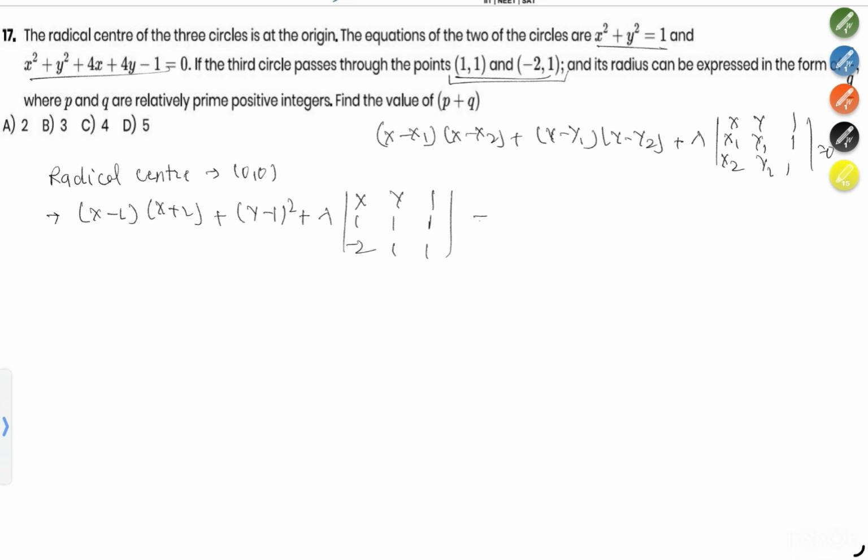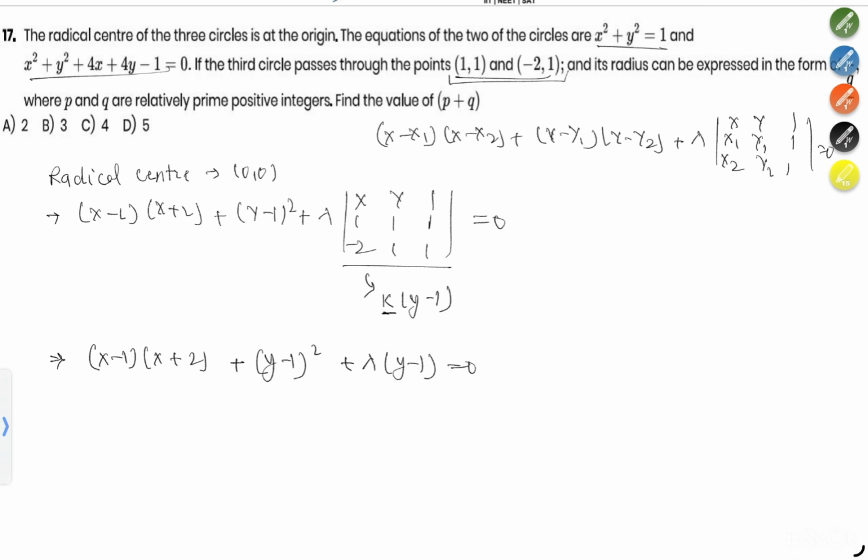Now if this is equal to 0, and you simplify this determinant, you will get some constant times (y minus 1). I hope you can simplify this determinant easily. So this condition will say (x minus 1)(x plus 2) plus (y minus 1) whole square plus lambda times (y minus 1) equal to 0.